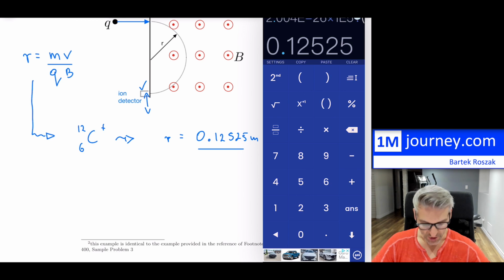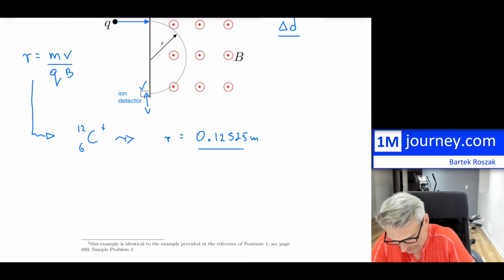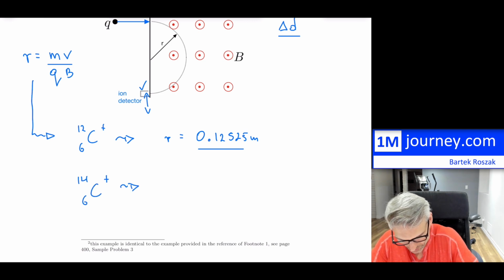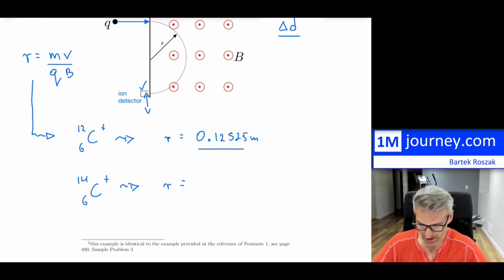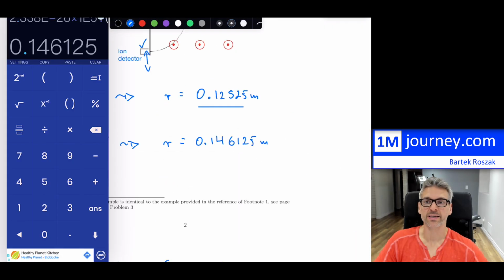So here's the first result that you see there. I'm not going to do any rounding. And now we're going to need the second result, for this one. We have to plug in the mass, speed, charge, etc. So let me do that for the second one. So there you have it. Notice that for carbon-14, the radius is bigger, and that should make sense.